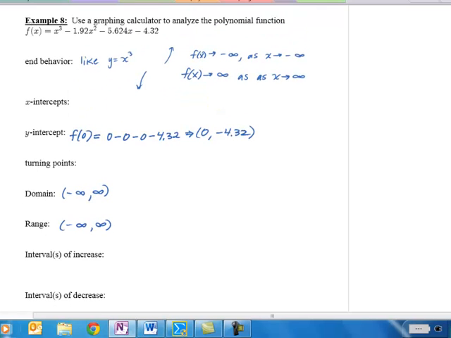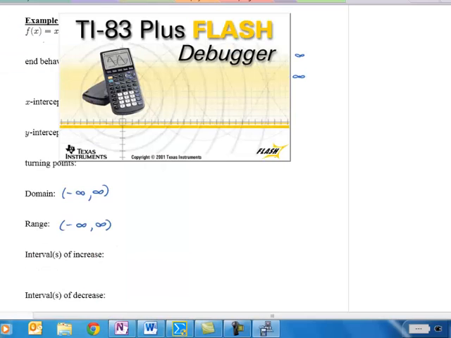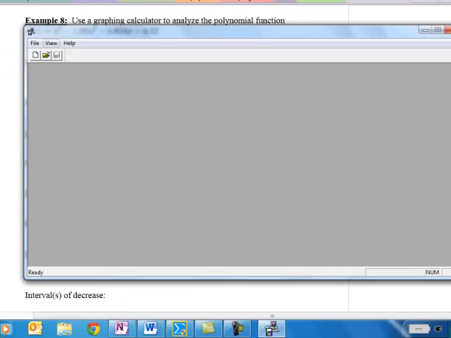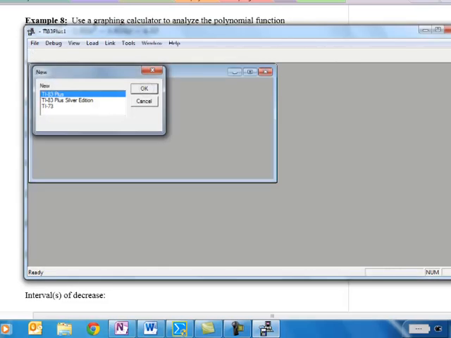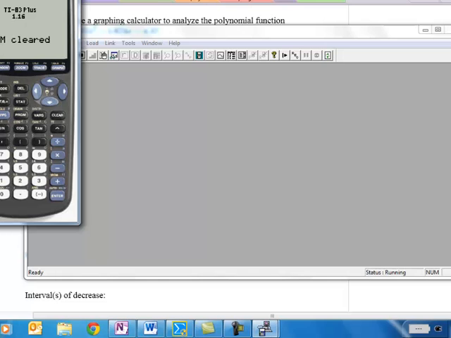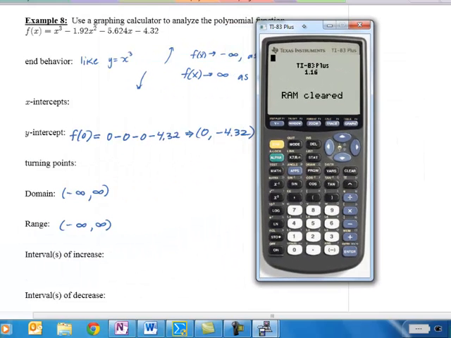Okay, so let's graph this thing. We have x cubed minus 1.92x squared minus 5.624x minus 4.32.